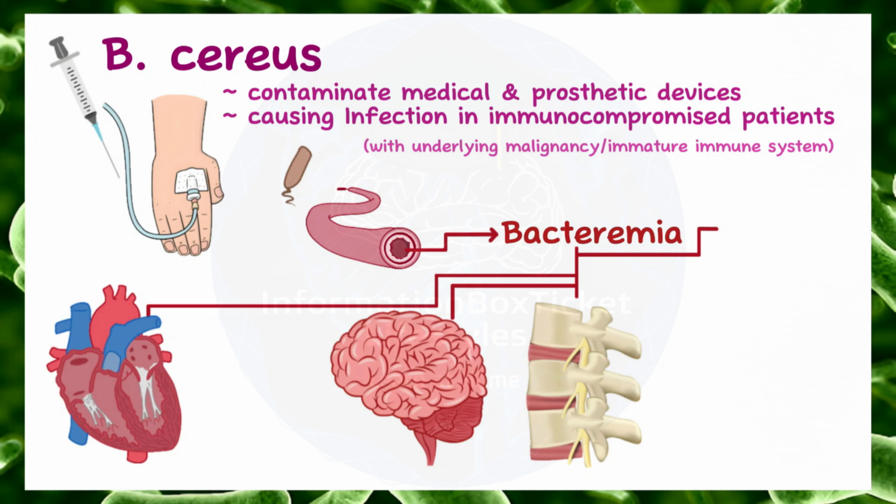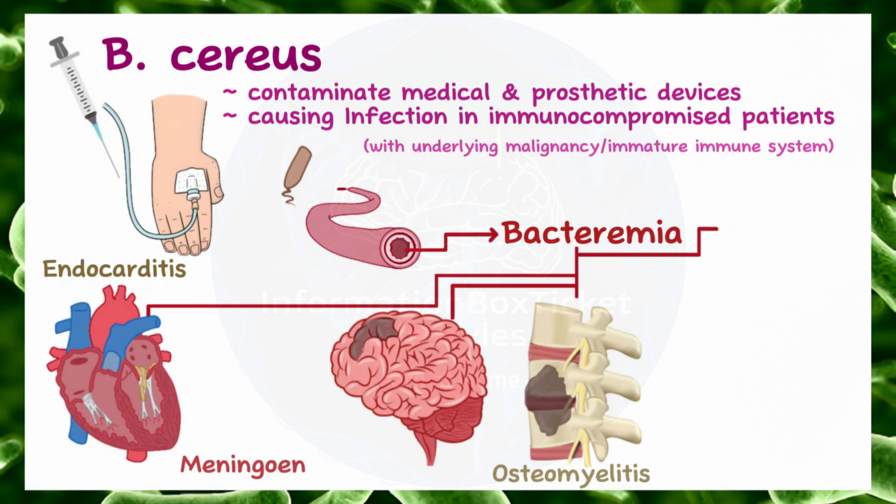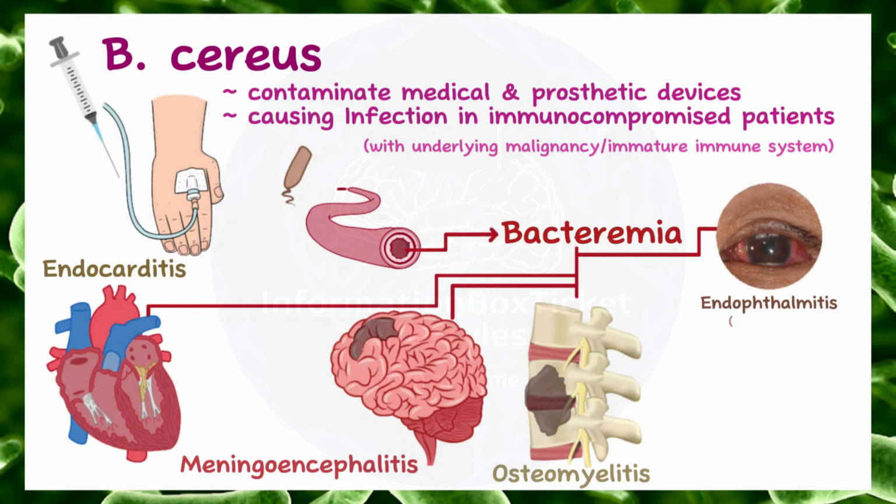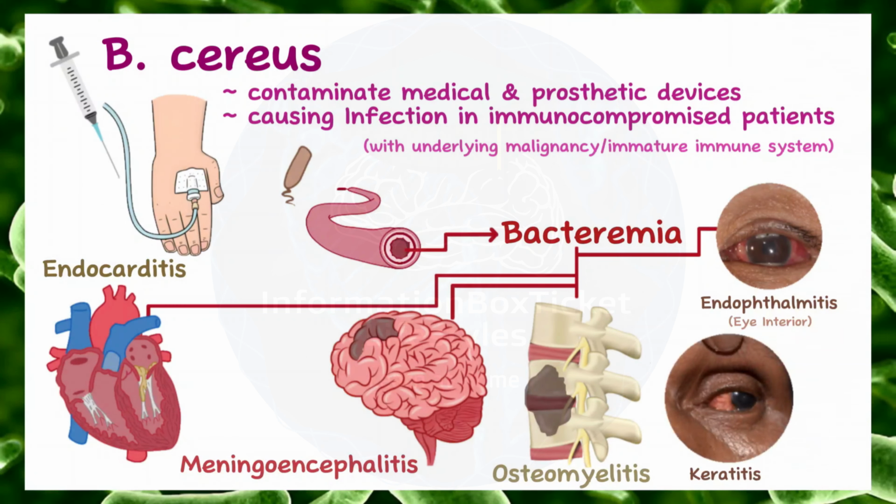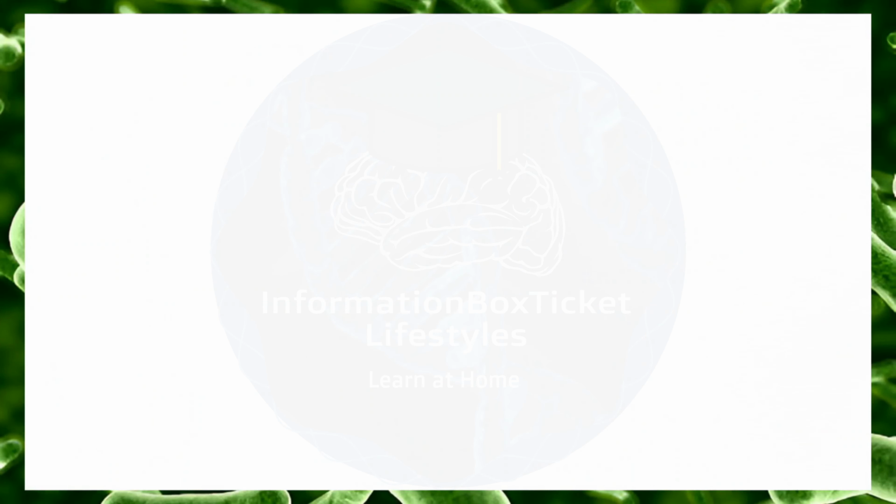If B. cereus spreads to the heart, it can cause endocarditis. If it reaches the bones, it may lead to osteomyelitis. And if it travels to the central nervous system, it can result in meningoencephalitis. Additionally, B. cereus can spread to the eyes, causing endophthalmitis if it invades the interior of the eye, or keratitis if it infects the cornea.